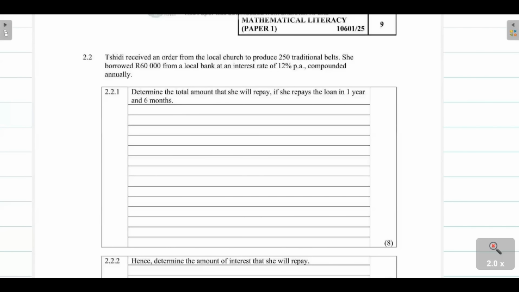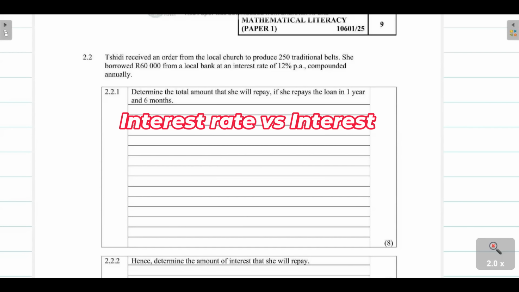If it's compounded annually, half yearly, quarterly, or monthly, how are we supposed to approach those calculations? We've already discussed it. Then we've also discussed how you do your simple interest calculations. You just do it all in one step, nice and easy. We also spoke about the difference between interest rate and interest.